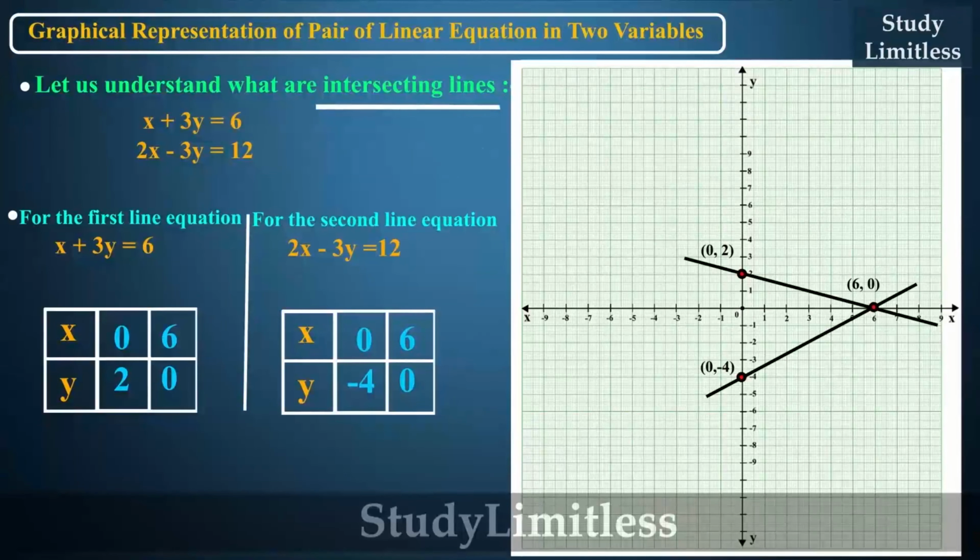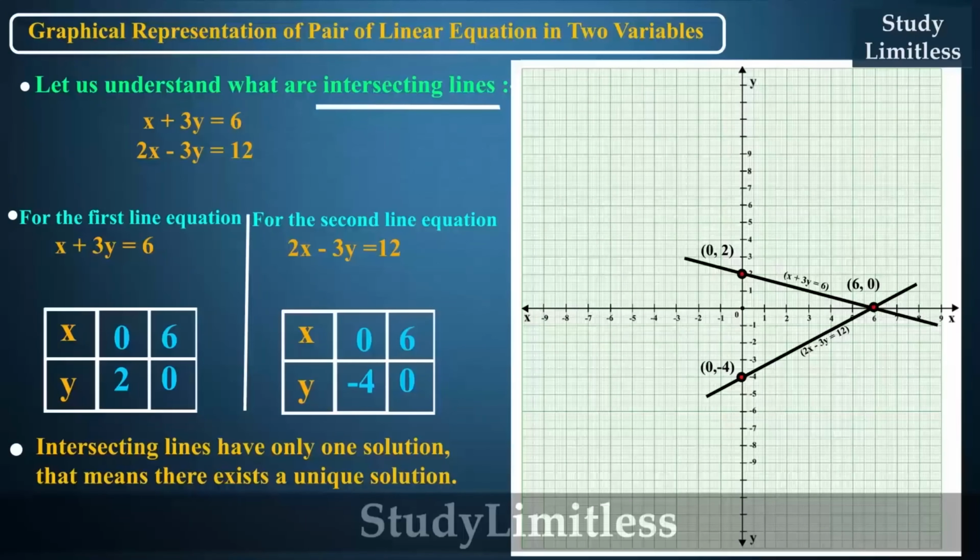As you can clearly see on the graph, these 2 lines are meeting at the point (6, 0). That means they are intersecting at the point (6, 0). We can say that the point (6, 0) is the solution for both the equations. Here, in case of intersecting lines, we would have only one point where the lines would meet. That means we would only have one solution for the given equations.